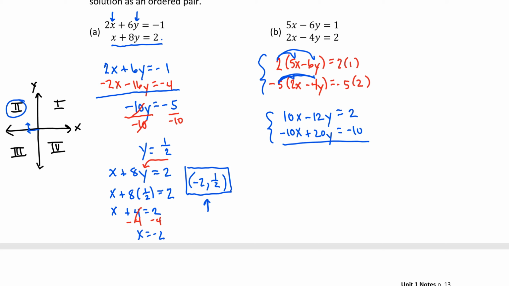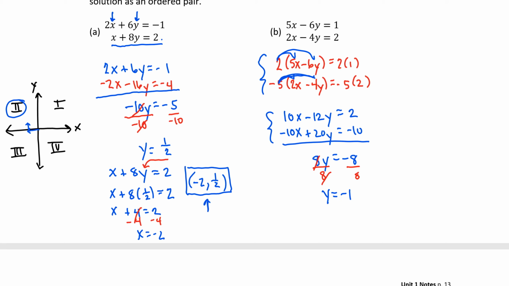Let's add our equations together term by term. Notice the x's cancel out, and we end up with negative 12y plus 20y, which is 8y, and 2 plus negative 10 is negative 8. We can solve this linear equation in one variable by dividing both sides by 8, and we end up with a very simple answer, y equals negative 1.